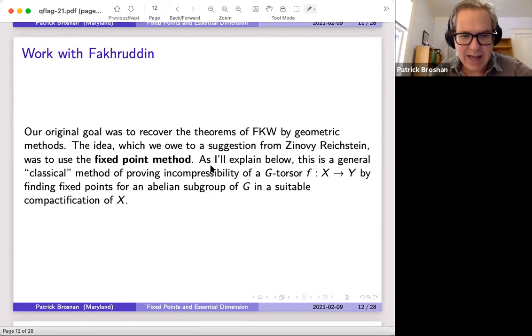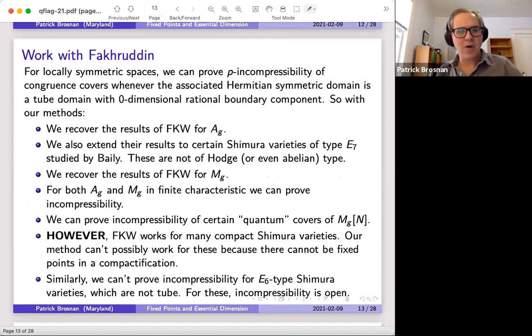It's a general classical method for proving incompressibility of a G torsor F from X to Y by finding fixed points for an abelian subgroup of G in a suitable compactification of X. Okay. So that's what we have to do. So now let me tell you vaguely what we do before I give you too much information.